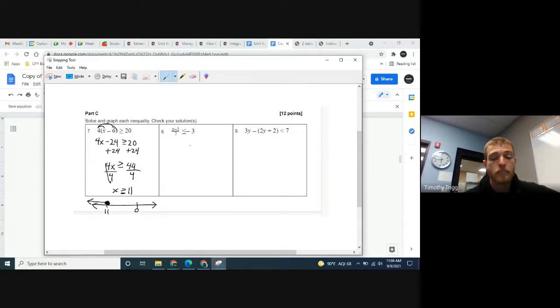Okay, next one. Here we have a fraction. We got (x minus 5) over 7 is less than or equal to -3. Now, generally, when I see a fraction, I want to get rid of it. So the first thing I want to do is get rid of this fraction. And the way you do that is just by multiplying by whatever's in the denominator. So in our case, that's 7.